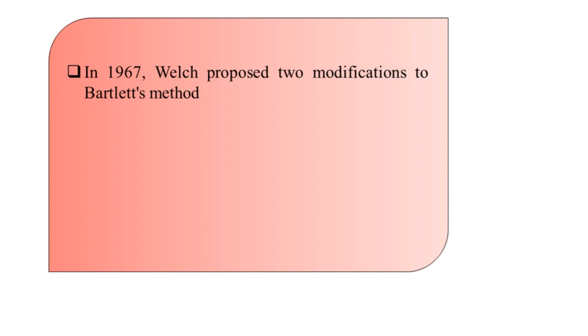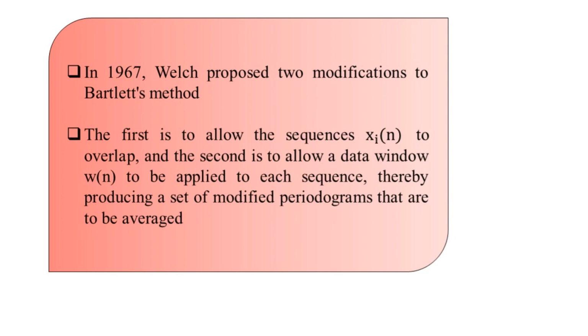There are two modifications. The first is to allow the discrete time sequences, which we generally represent as x sub i of n, to overlap. The other is to apply the data window, which we generally denote w of n, as used in the modified periodograms, to each sequence for the purposes of averaging.